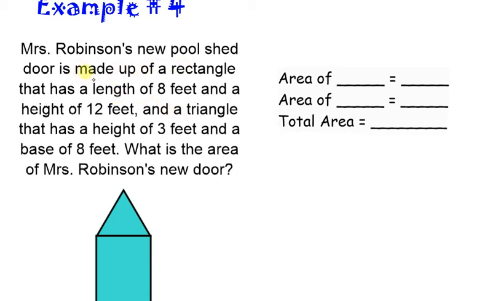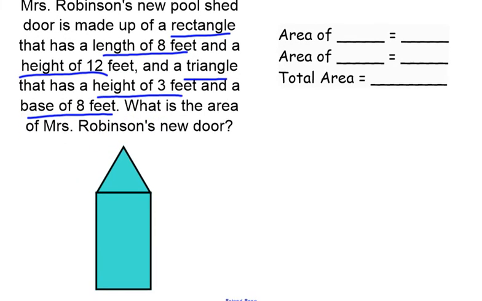Mrs. Robinson's new pool shed door is made up of a rectangle that has a length of 8 feet and a height of 12 feet, and a triangle that has a height of 3 feet and a base of 8 feet. What is the area of the new door?